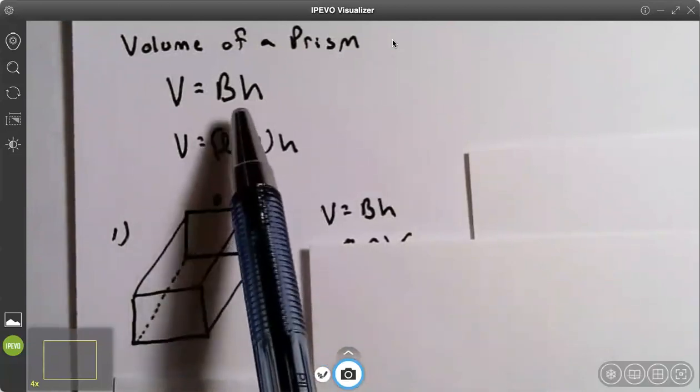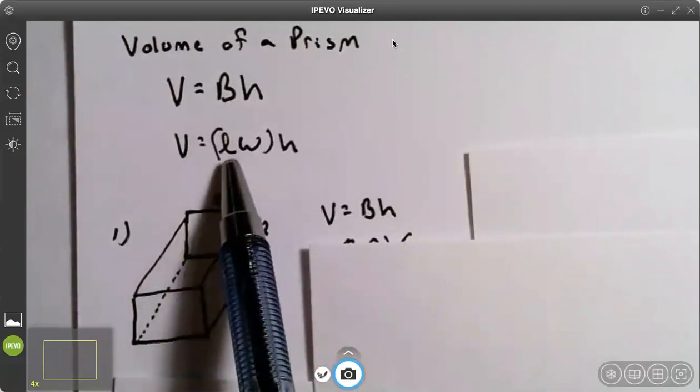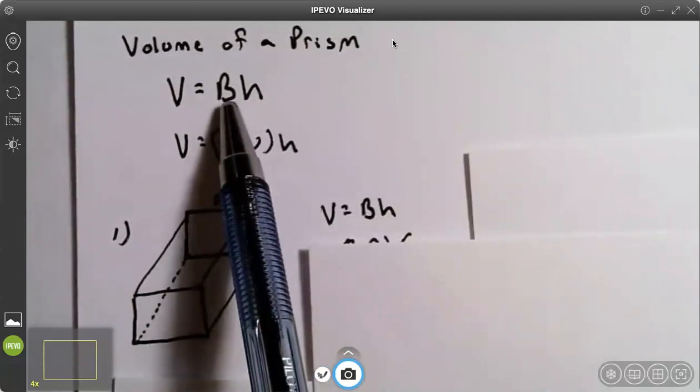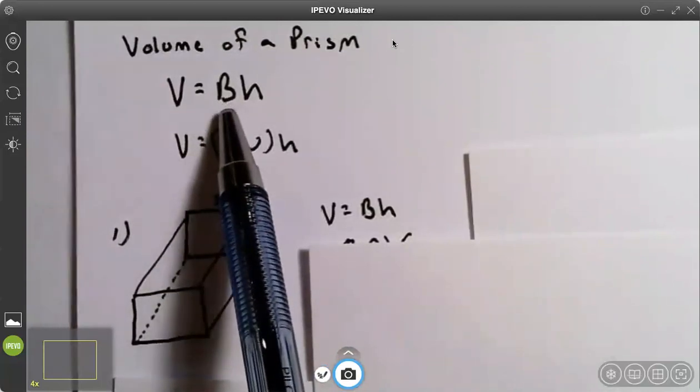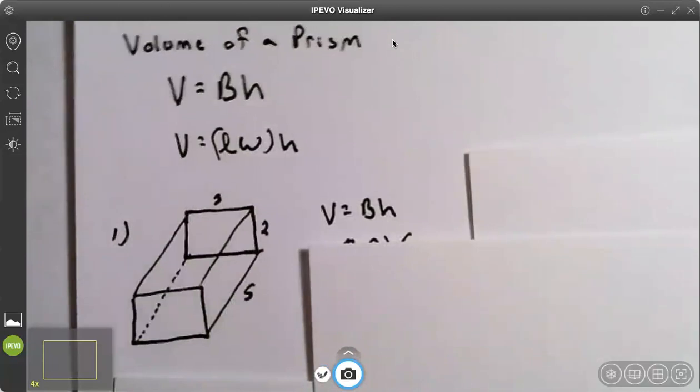Now, if this were a triangular prism, big B would be half the base times the height. If it were a circular prism, big B would be pi r squared. If it were some other shape, big B would be however you find the area of that base.